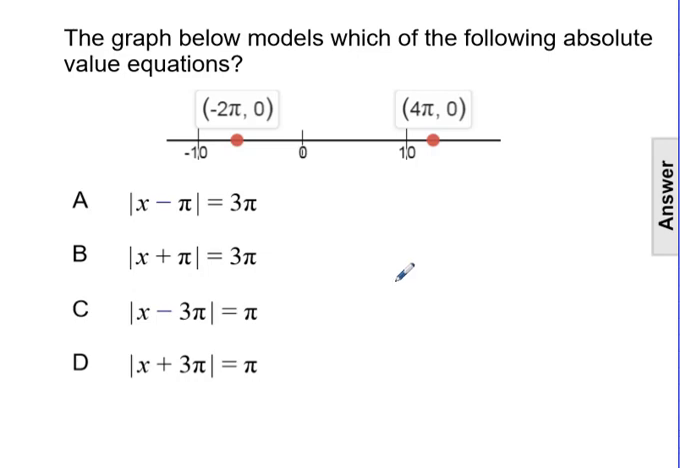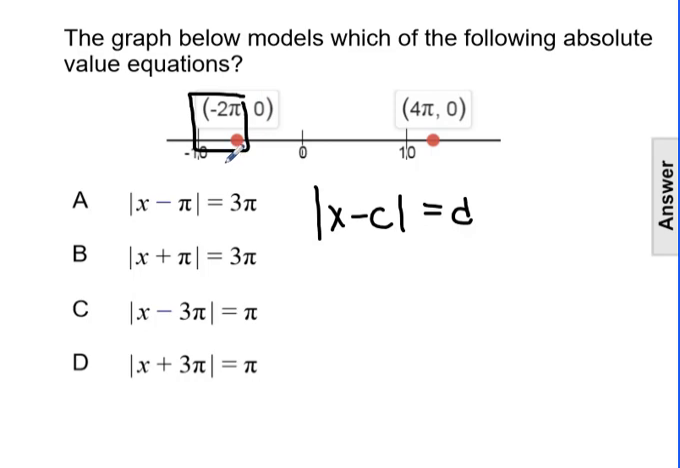The graph below models which of the following absolute value equations? When we think of absolute value equations, we want to think of the format absolute value of x minus c equals d, where c is the center of two solutions for the equation and d is the distance from that center to the solutions. Well, we have two solutions.